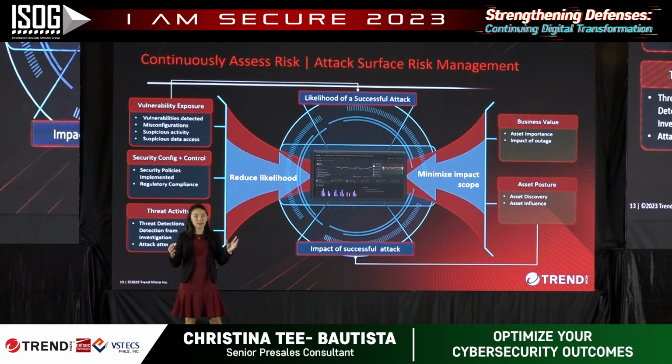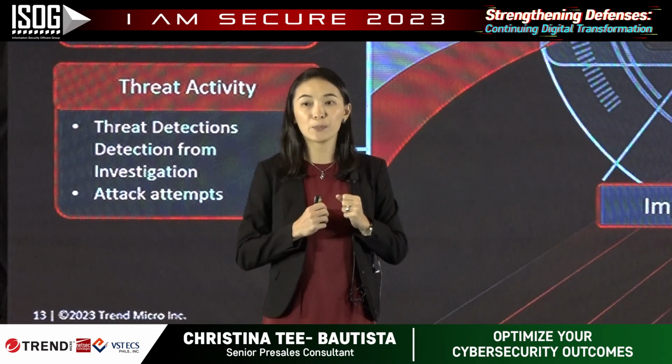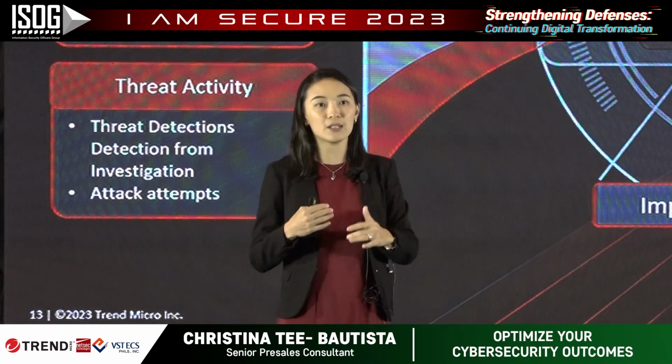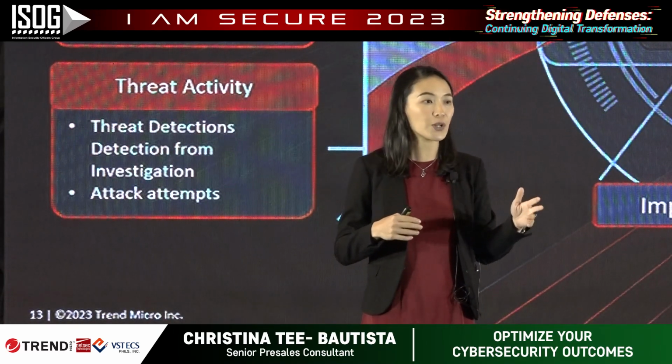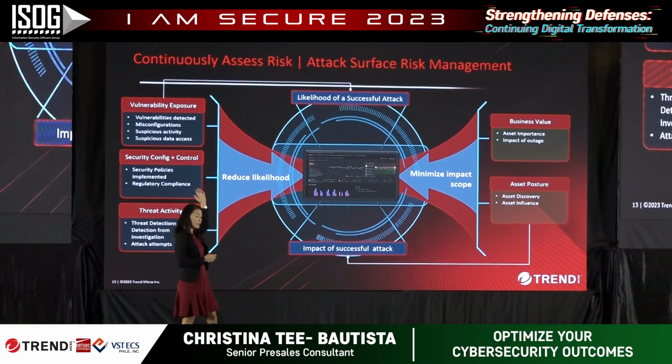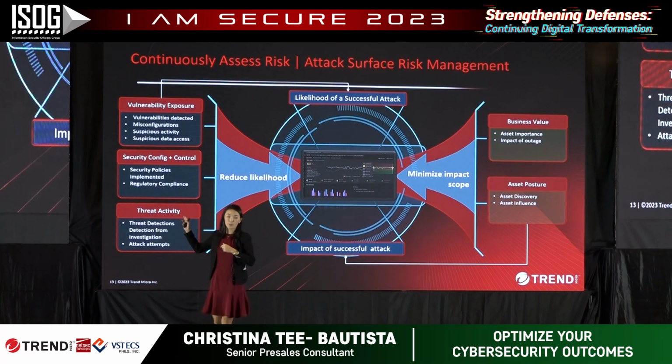So what are the criteria to be able to compute the risk level? As I've mentioned, there are different risk scoring for each identity, and different risk scoring for each asset. So what do we look into? The first one would be vulnerability exposure.